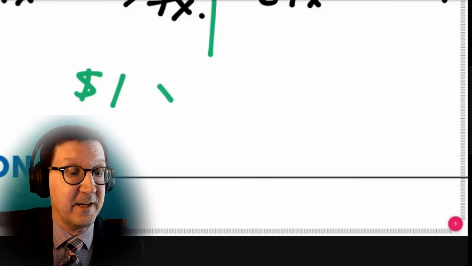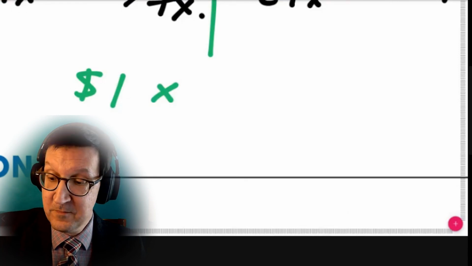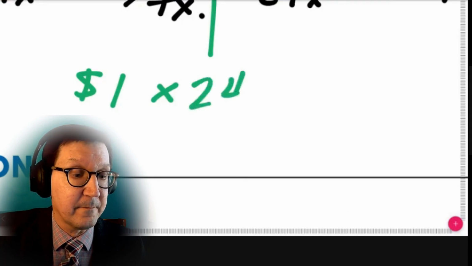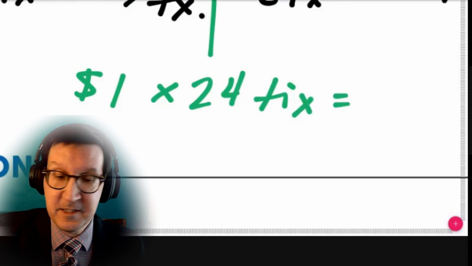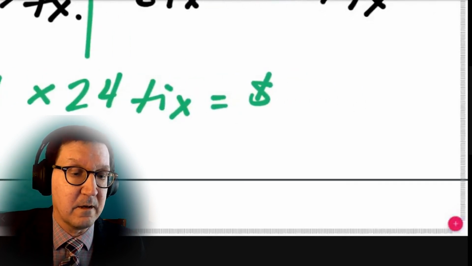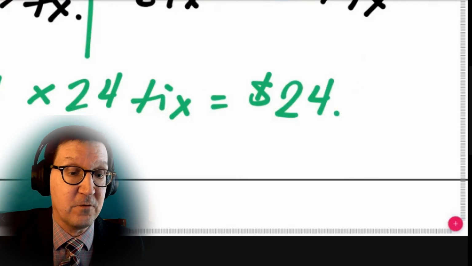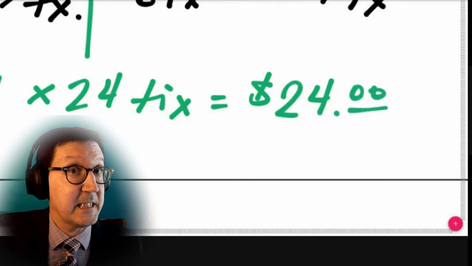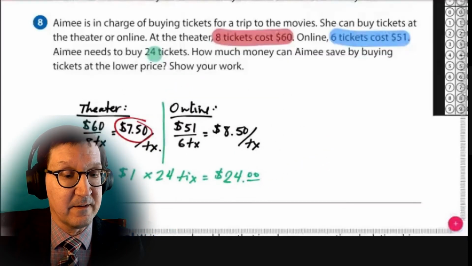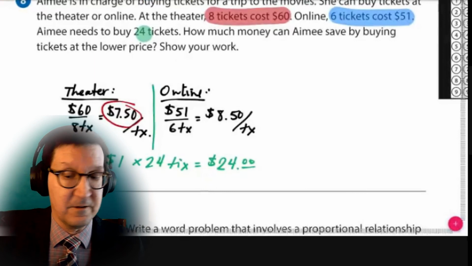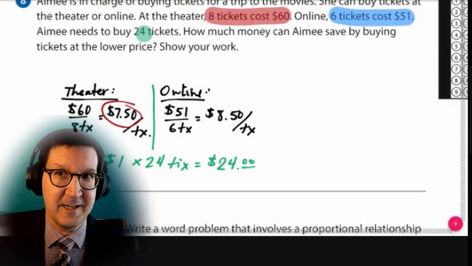And you multiply that by the number of tickets she's buying. She's buying 24 of them. That means she saves $24. A not insignificant figure for movie tickets nowadays. So there's question 8 for you all set up.